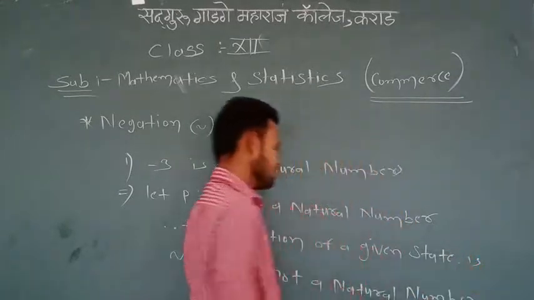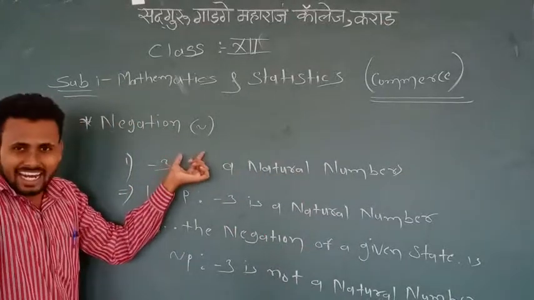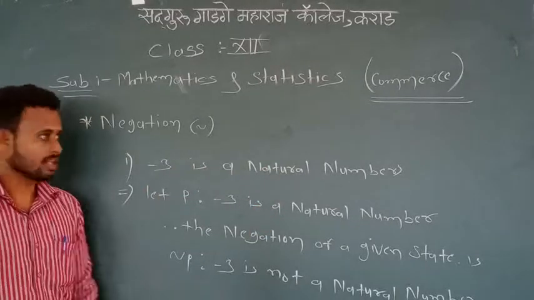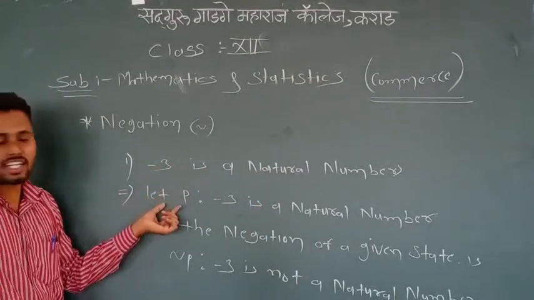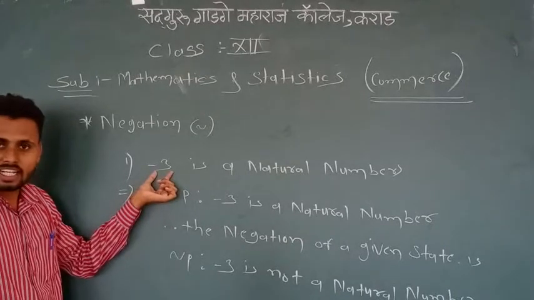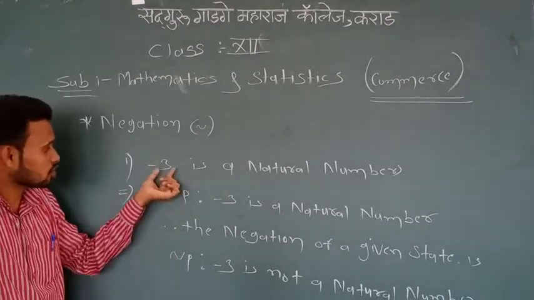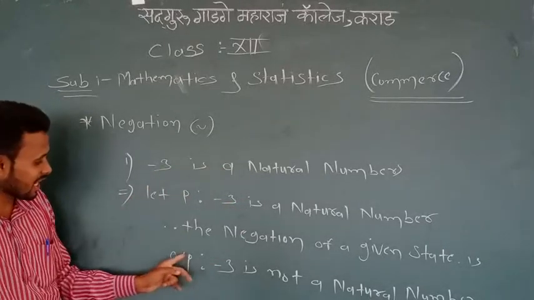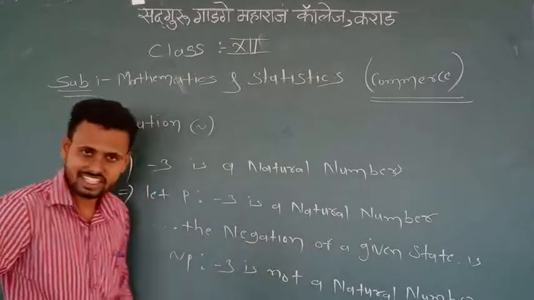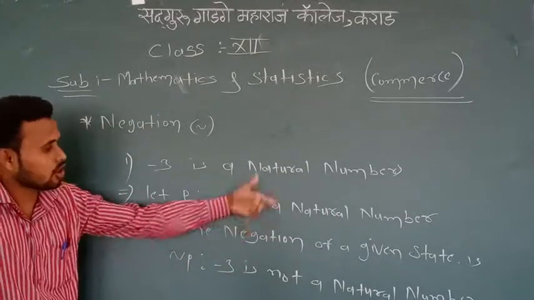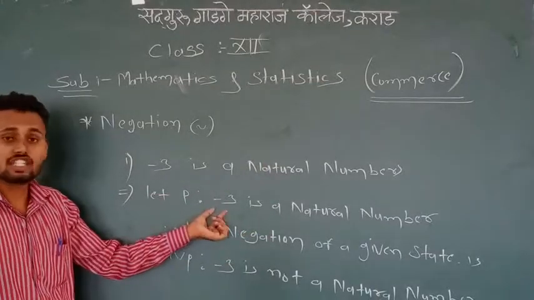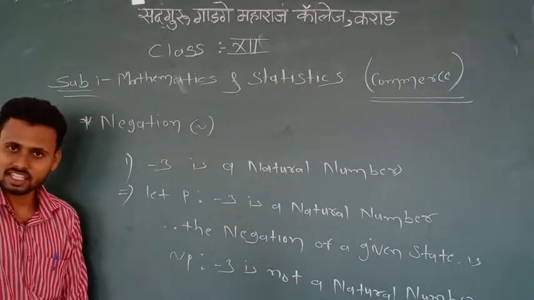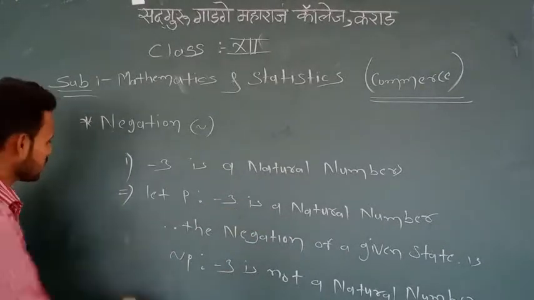Question: write the negation of the following statement. Statement: -3 is a natural number. Solution मध्ये काय झालं? First, the given statement, त्याला statement consider केलं. Let P denote -3 is a natural number. Then the negation of that given statement is negation of P: -3 is not a natural number, or it is not true that -3 is a natural number, or it is false that -3 is a natural number. चालू शकतं हा क्वेश्चन.